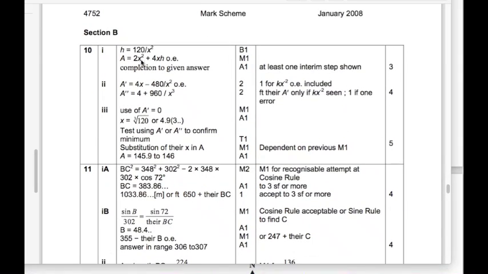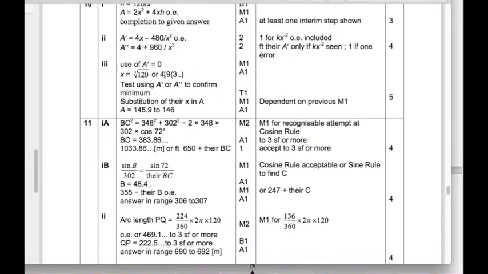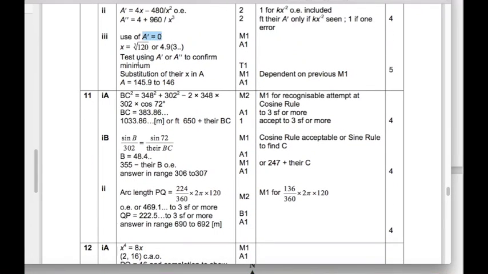So we got 120 over x squared, and so on. So our first derivative was correct, so was our second derivative. So you get a mark for setting the first derivative to 0, a mark for getting cube root of 120, and you do get a mark for confirming it's a minimum. So even if they don't ask, I'd do that, subbing in, and then they're allowed anything between 145.9 to 146.